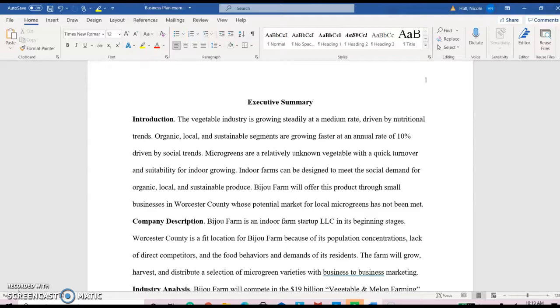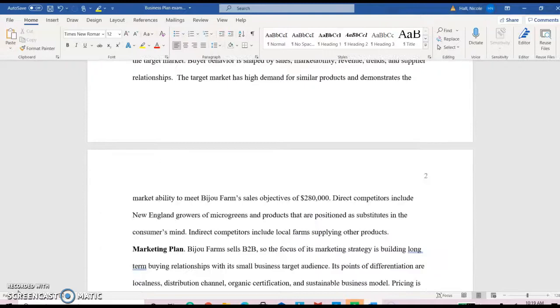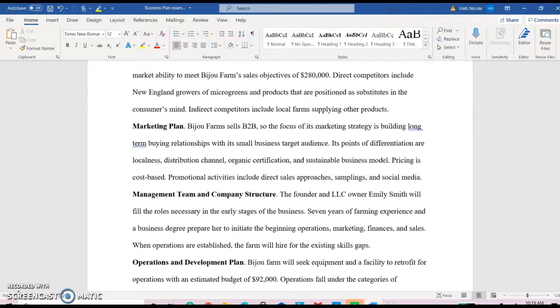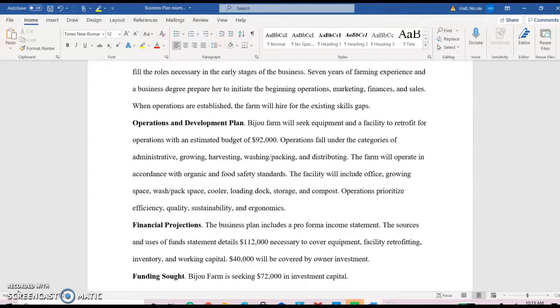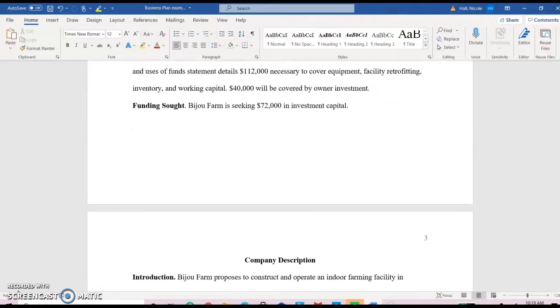In the executive summary, you should include an introduction, a company description, the industry analysis, the market analysis, the marketing plan, the management team and company structure, the operations and development plan, the financial projections, and lastly, the funding sought.